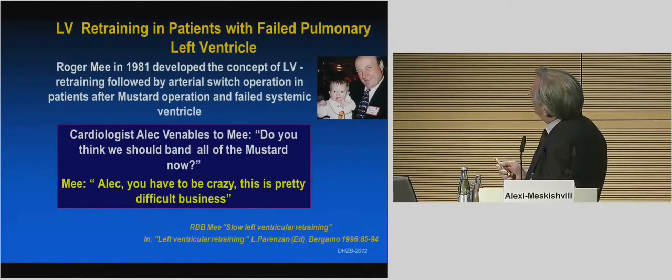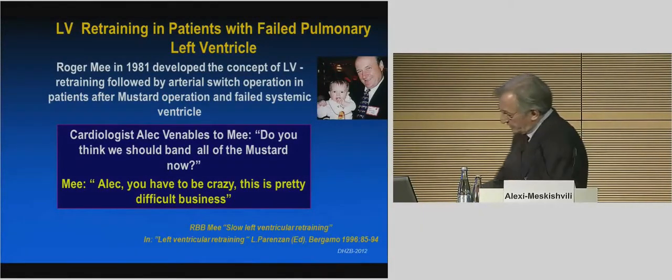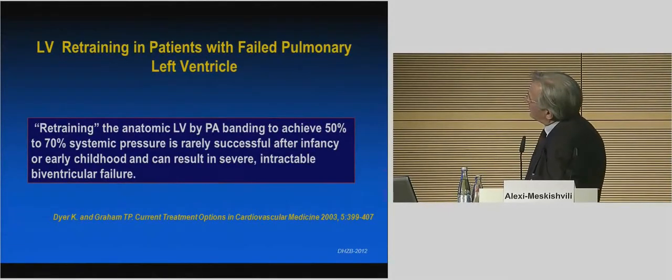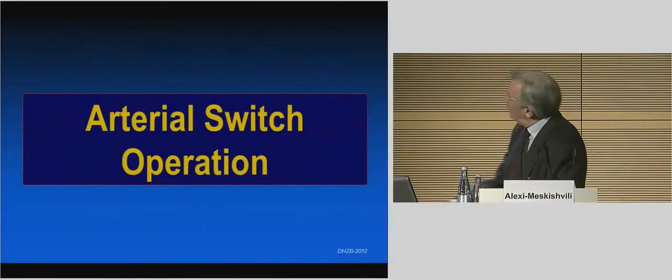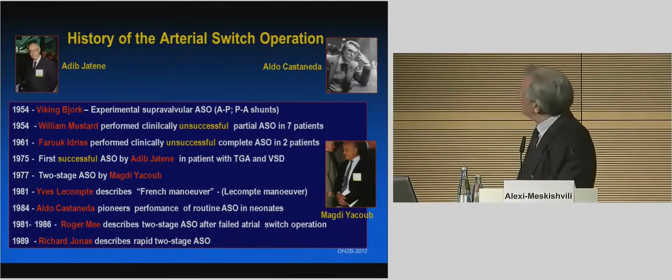He remembered that his cardiologist asked him, do you think that you should band all the Mustard patients now? And he answered that you have to be crazy. This is a pretty difficult business. This is true, because retraining of the anatomical left ventricle is not an easy procedure. Success is usually achieved in 50% of patients, and in older patients sometimes it's not successful. So the next step was arterial switch operation.